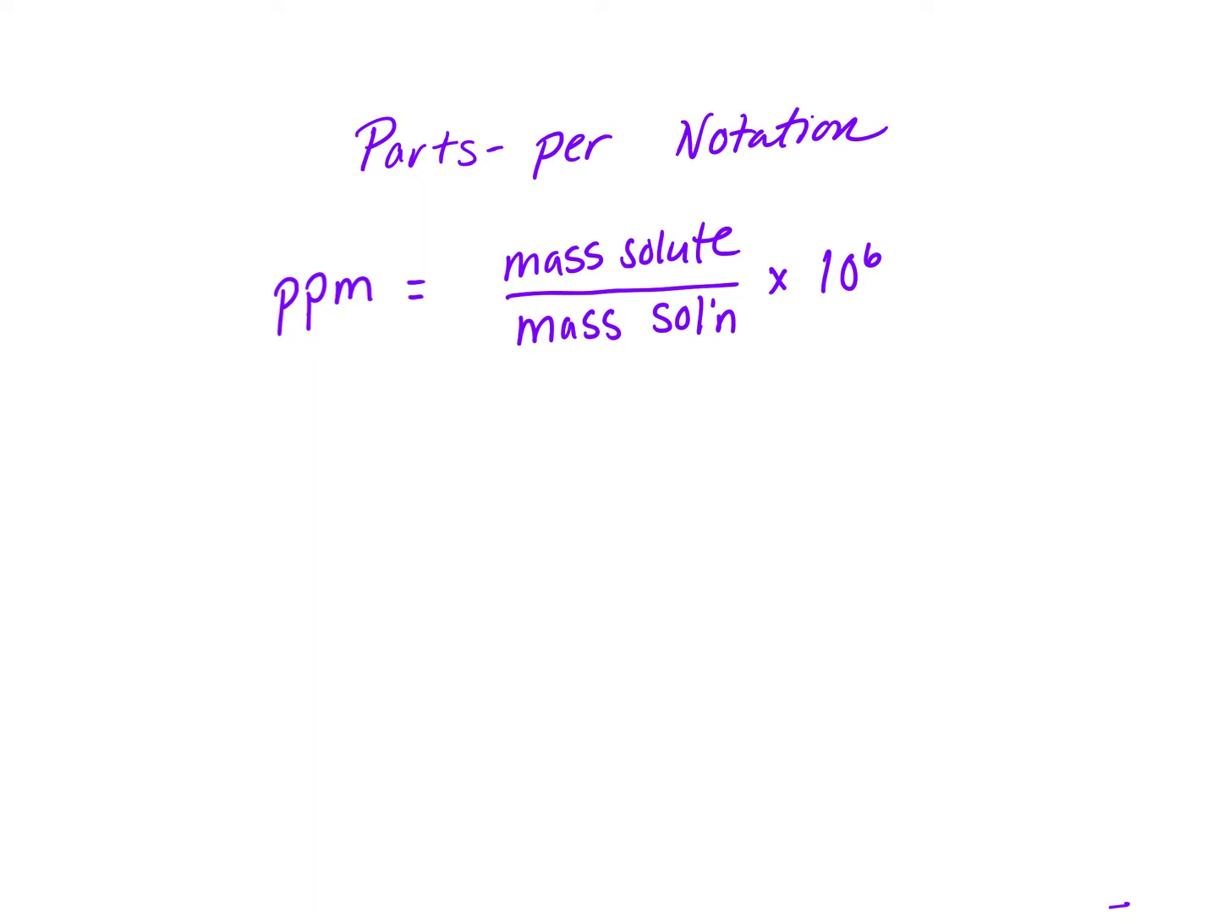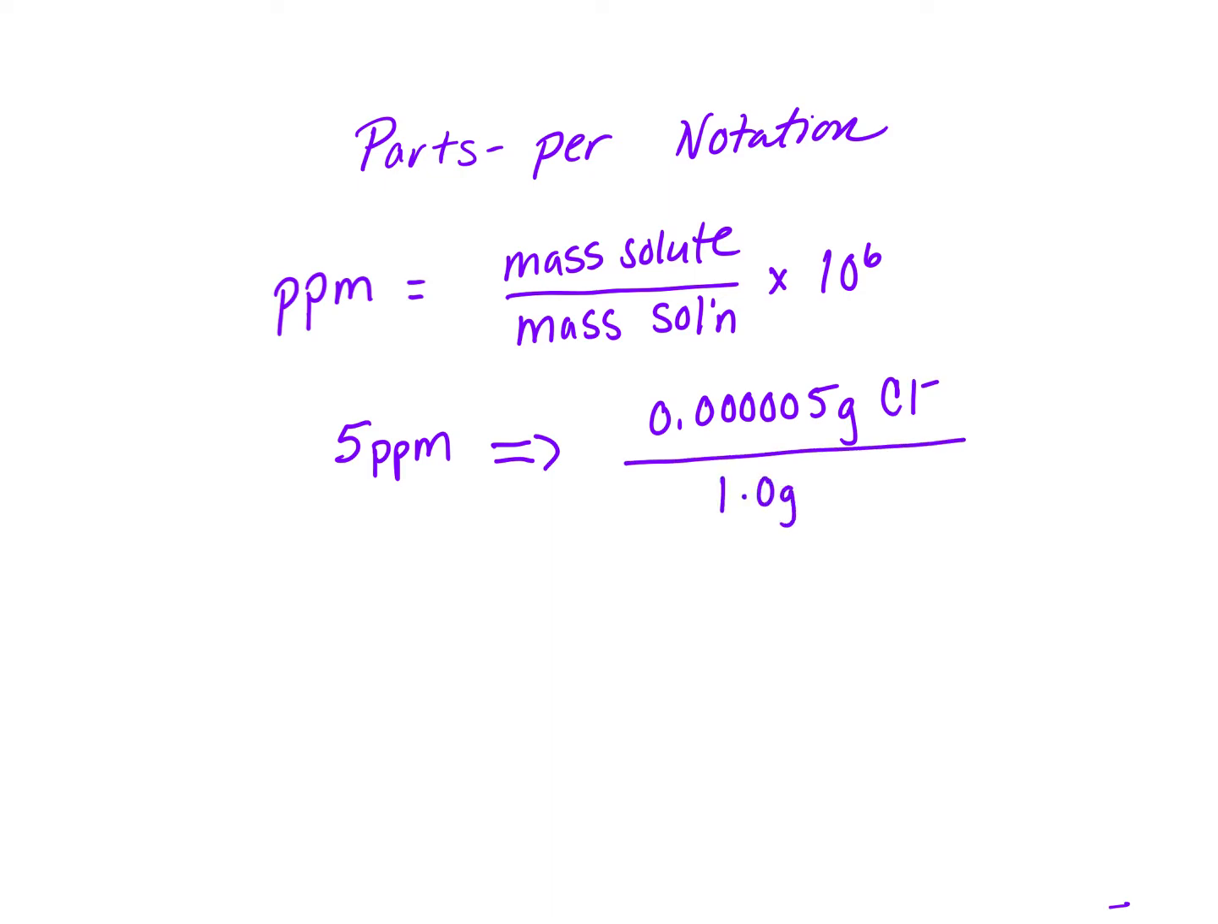And this is a factor that accounts for the million. Okay? So if we have a 5 parts per million solution of maybe chloride ion, for instance, that's saying that if we had a gram of that solution, we would have 5 grams of chloride ion per 1 gram of solution. So that is 5 parts per million.